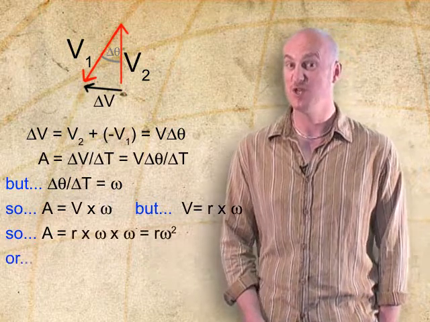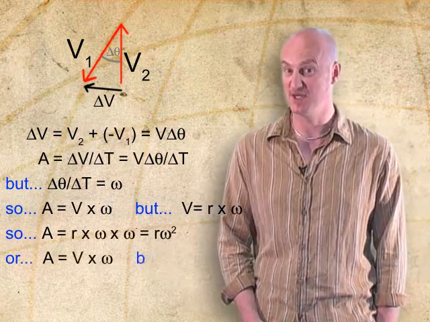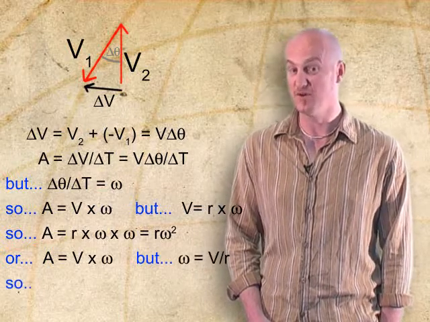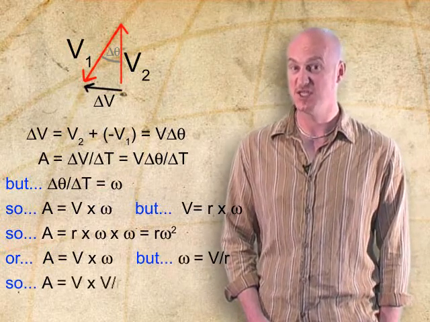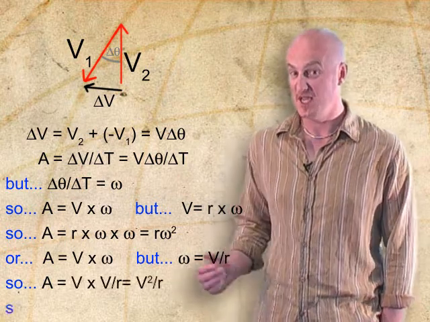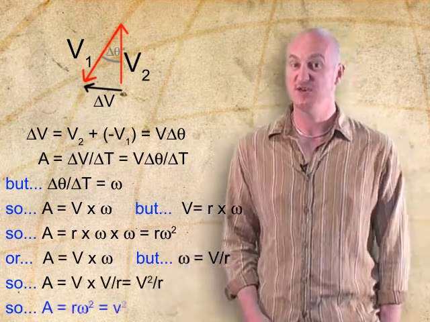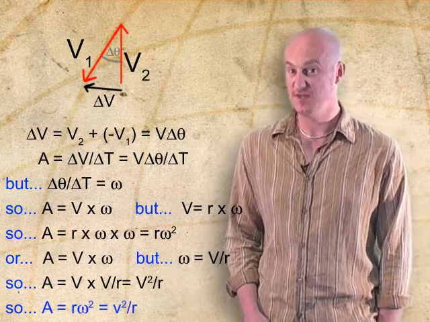Or alternatively, we can get rid of the omega from the formula again. From before, omega equals v over r. So substituting this into the equation now gives us a equals v squared over r. So we can find the acceleration for the marble using either of these equations.